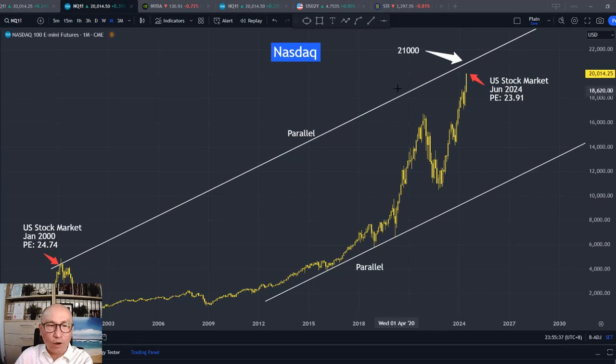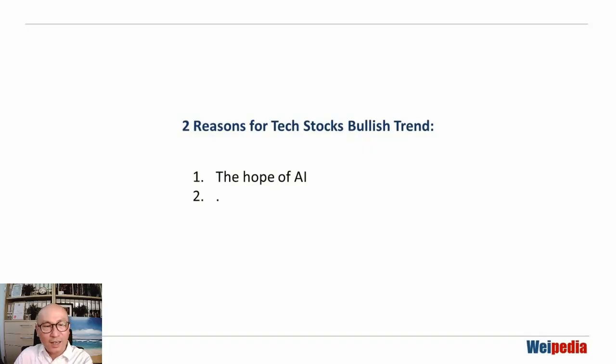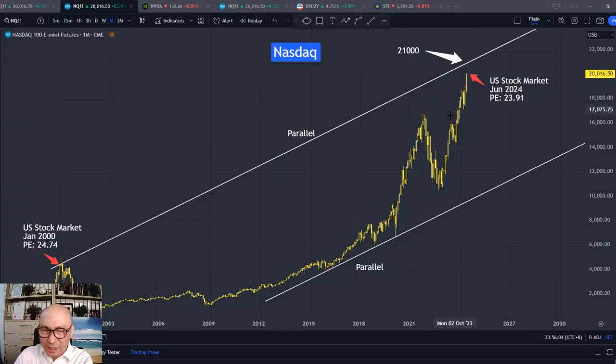And there are two reasons for Nasdaq to maintain this bullish trend. Number one is the hope of AI and the birth of ChatGPT at the end of 2022, which for the first time gave investors tangible ideas about the potential of investing into AI stocks. And number two is the hope of inflation easing to 2%. As long as these two reasons are in play, I believe the Nasdaq trading strategy is to continue buying into dips until this target level.